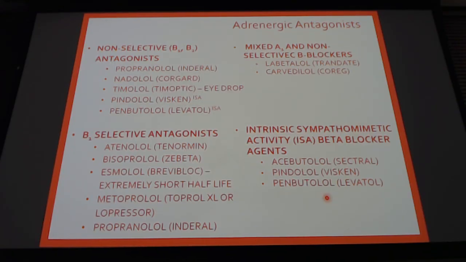Okay, so these are several different ways that we can classify our beta blockers. Okay, so I could just ask you a question and be like, which one of the following is an ISA? Which one of the following is mixed? Okay, and then you would tell me which one it is. All right?